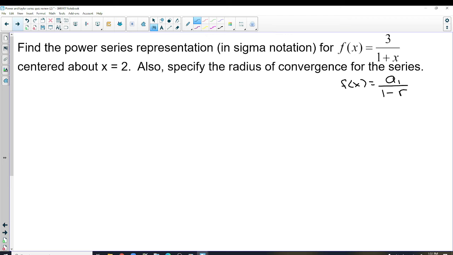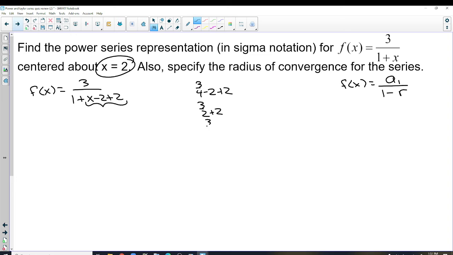But we want to center this at x equals 2. So we're going to write this f of x equals 3 over 1 plus x minus 2 plus 2. There's the trick right there. To get this to be centered at 2, you need x minus 2. But I can't just minus 2 from a denominator. You can't have the number 3/4. You can't go, well, I'll just minus 2 and make it 3/2. That's not allowed. It's not the same thing. But if I did this, all of a sudden it's back to 3/4.